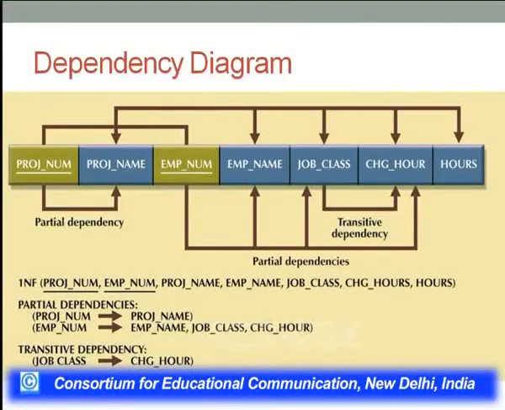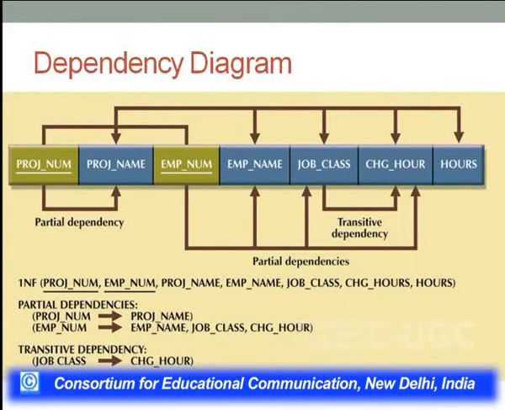So, we can see an example of the dependency diagram. This is an example which shows here the same relation in the form of a dependency diagram. As you can see, the employee number and project number is the primary key, which appears here as underlined and in a different color. There is a line joining the two, which means that both these are primary keys. Then all the other attributes, that is project name, employee name, job class, charge per hour and hours, are functionally dependent on the complete primary key.